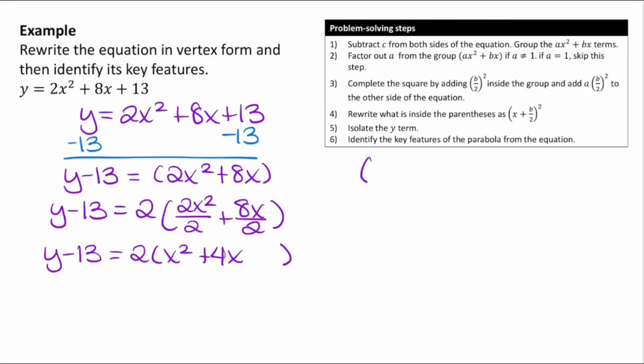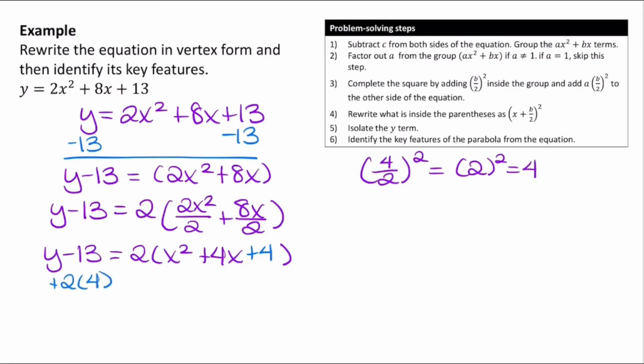So remember my b is 4, so I do 4 divided by 2 and then square it. 4 divided by 2 is 2, and 2 squared is equal to 4. So on the inside here, I'm going to add 4, but remember technically I didn't just add a 4. I added 4 times 2, so I really added an 8, right? To balance that out on this right side, I need to add 2 times 4 also.